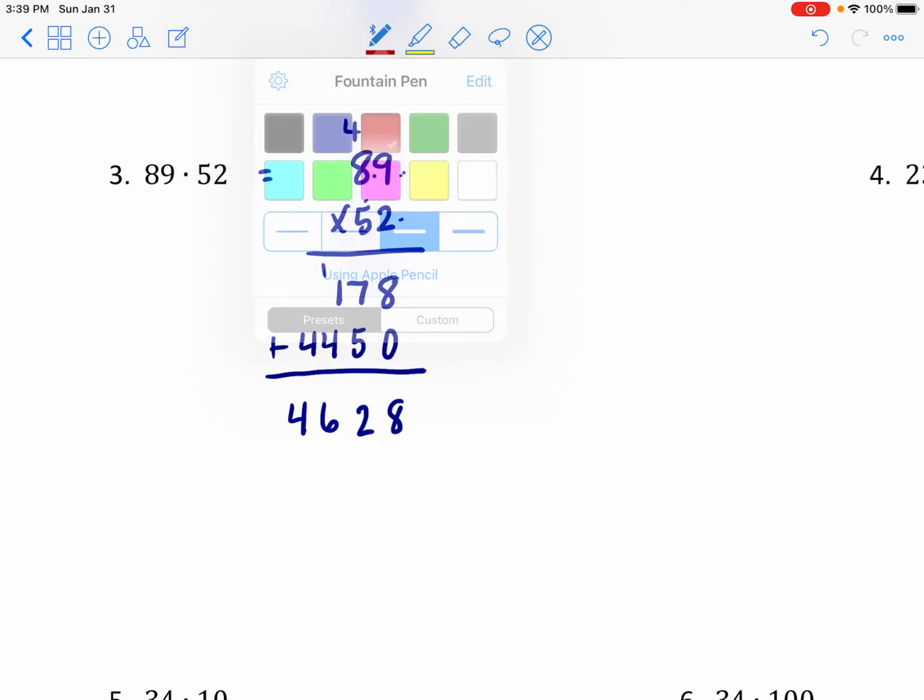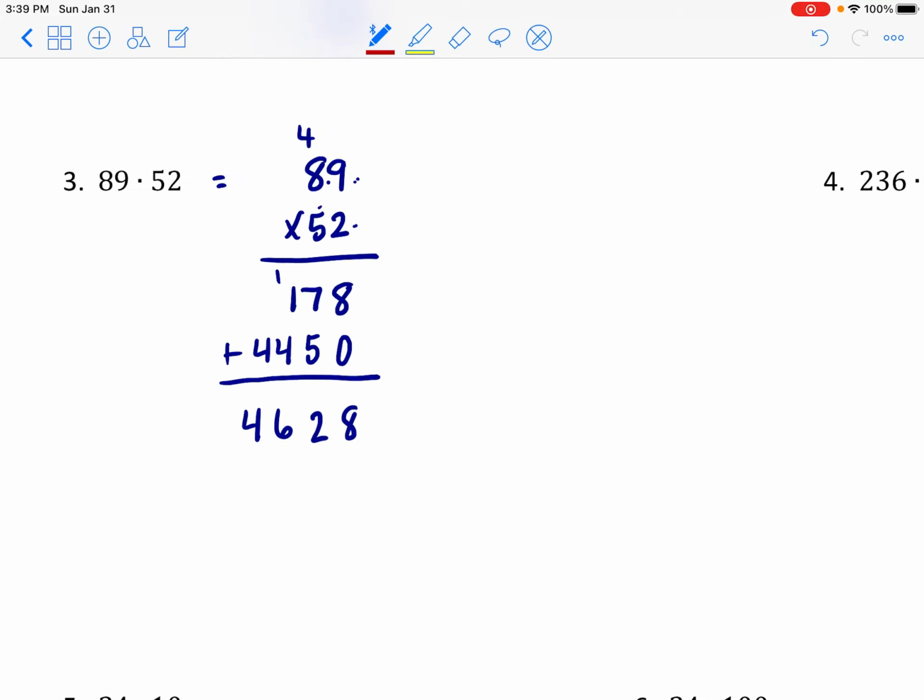Now let me show you the expanded form. Let's say you wanted to multiply 89 by 52. Then you could say this is 89 multiplied by 50 plus 2. And so 89 multiplied by 50, that's what we did in this spot right here. When we multiply 89 times 50, we get 4,450.